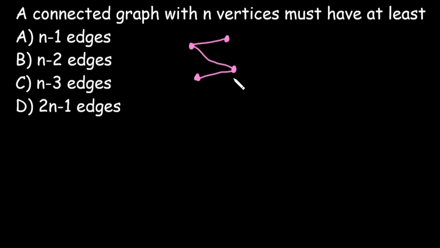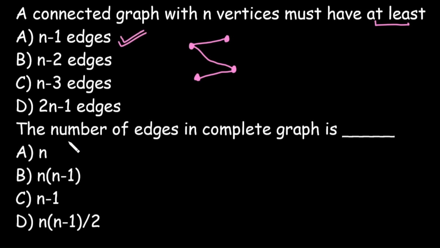Total number of vertices is 4. How many edges do we have in this case? That is 3. So a minimum of 3 edges is required. At least means the minimum number of edges a graph must have to be connected. That is n minus 1.